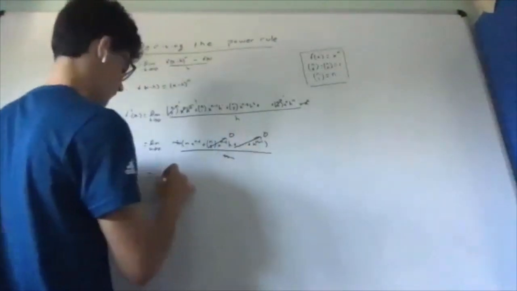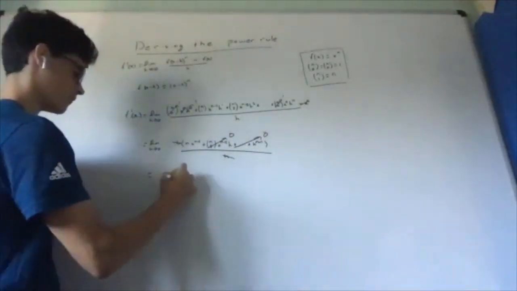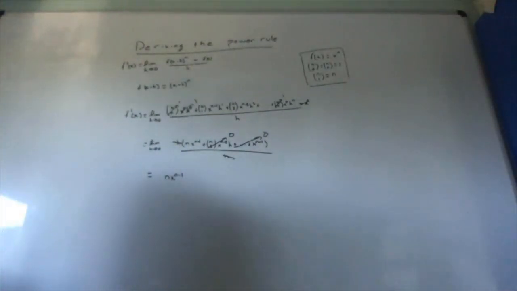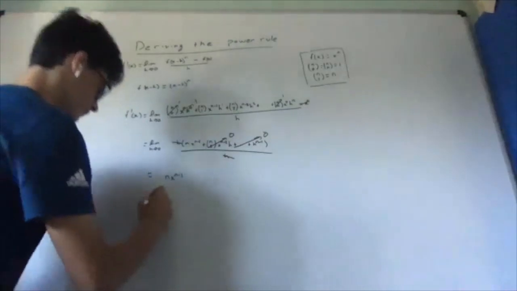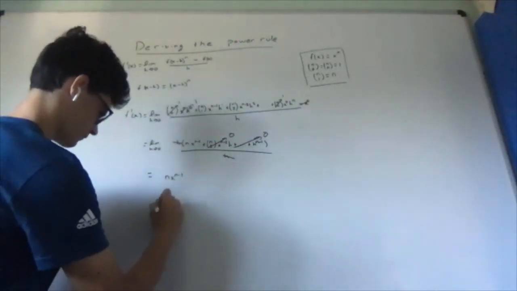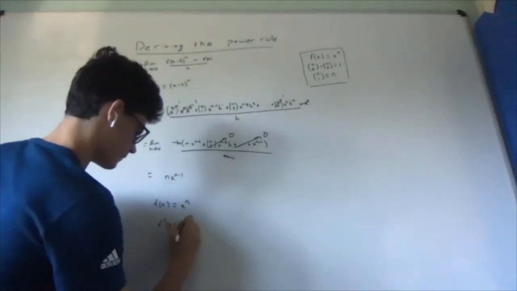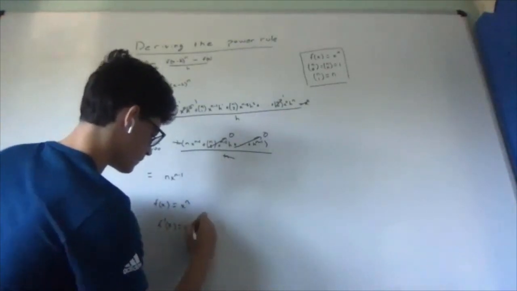And what you're left with is n times x to the n minus 1, which is familiar because that's the power rule. So with this, you can conclude that the power rule can be derived from the binomial theorem. When f of x equals x to the n, f prime of x equals n times x to the n minus 1.